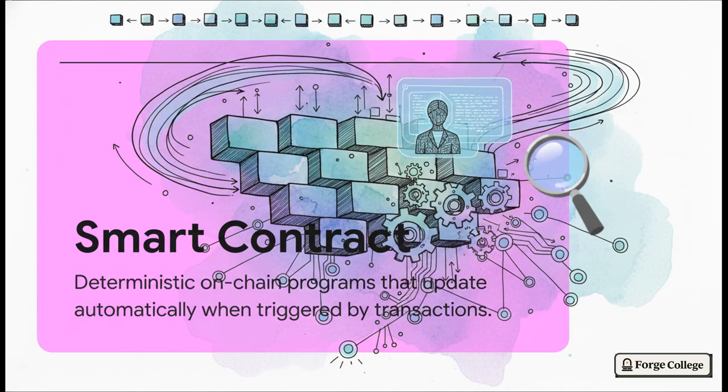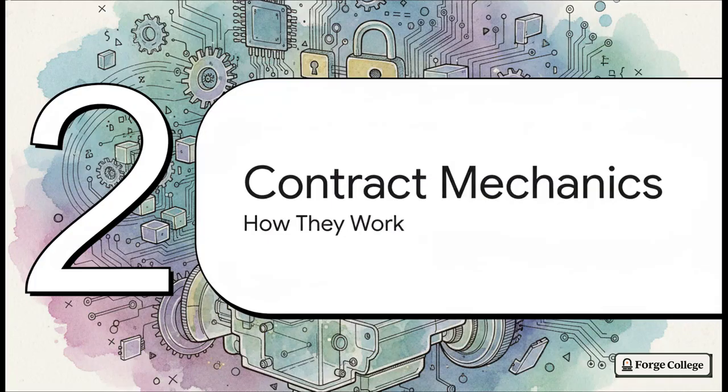By definition, they are deterministic, on-chain programs paired with a persistent state, and they update automatically when triggered by transactions. Now, if you're wondering what deterministic means in this context, it just means that if you give the contract the exact same inputs, it is going to produce the exact same outputs every single time, across every single node on the network. A transaction comes in, triggers the contract, it wakes up, runs its logic, and updates the network state completely automatically.